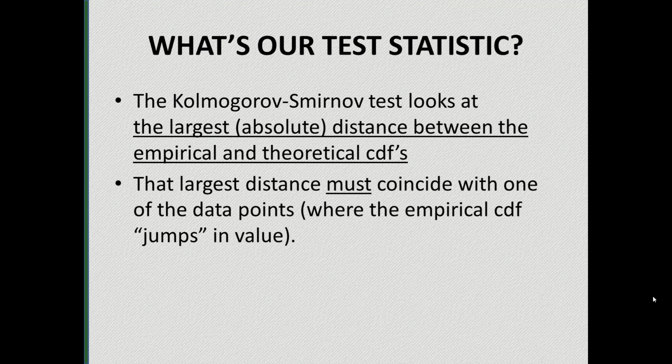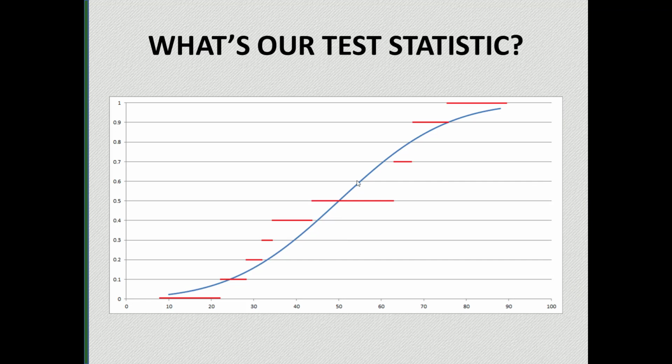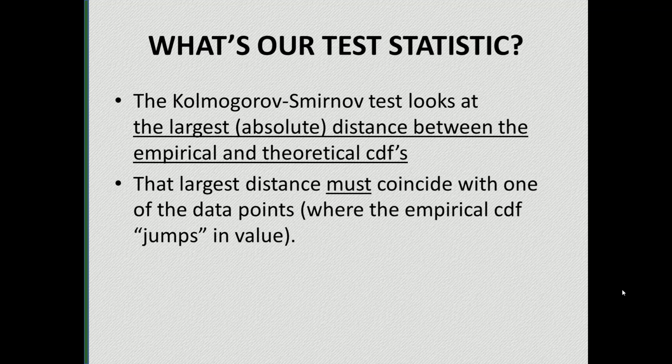And notice something. While in theory that gap could be anywhere along here, in practice it's going to happen at one of the jumps. It's not going to be here because the distance here is bigger. It's not going to be here because distances at the endpoints will be bigger. And so all we need to look at is the places where we've got a data point, where the empirical CDF jumps in value.